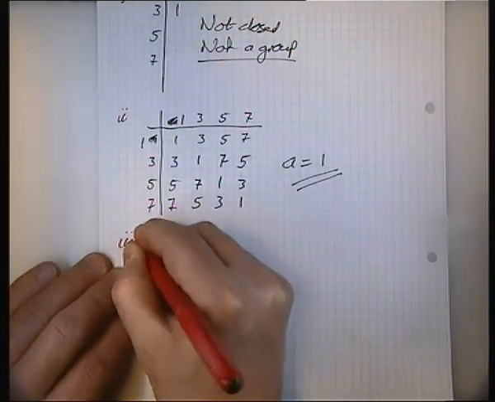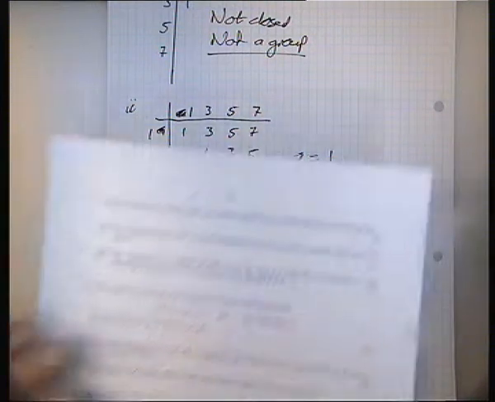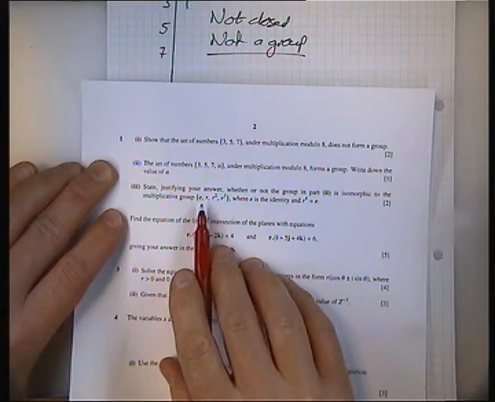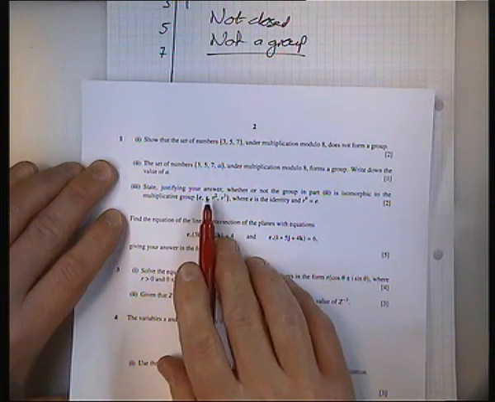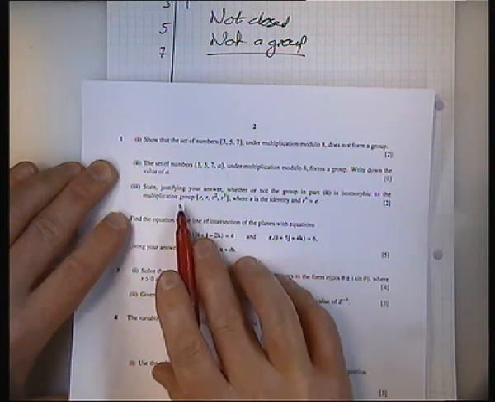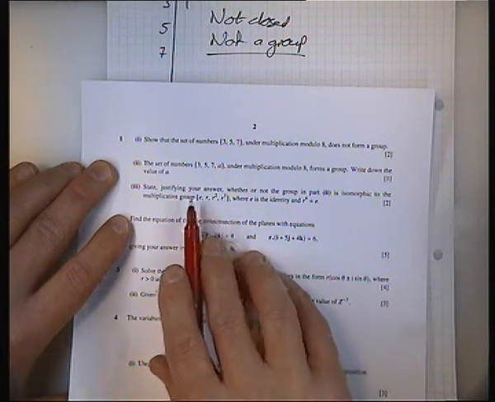Now, part 3 asked us, let's have a quick look at it again, to state, justifying our answer, whether or not the group in part 2 is isomorphic to the multiplicative group e, r, r squared, r cubed. This is a cyclic group. It's all built up of powers of r, and r to the power 4 is e.